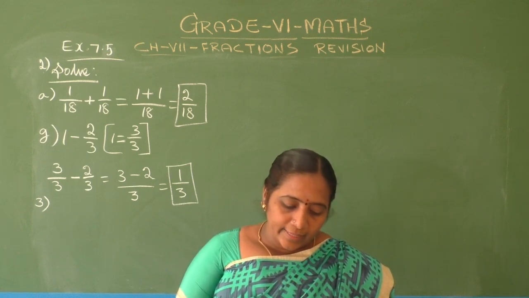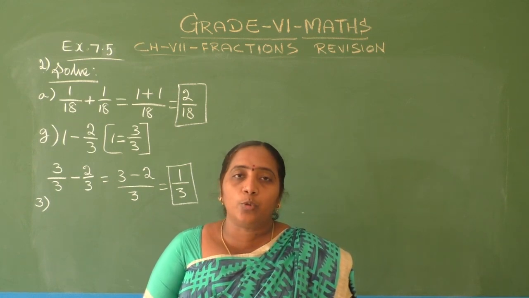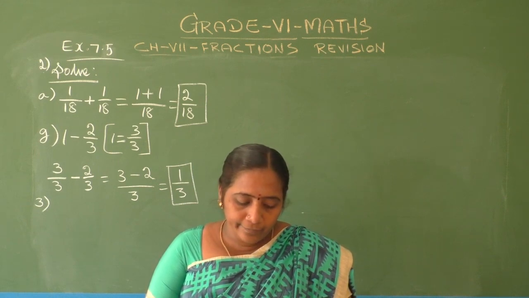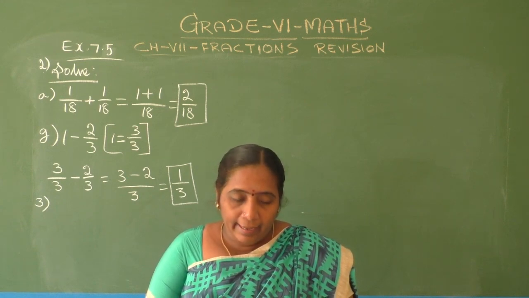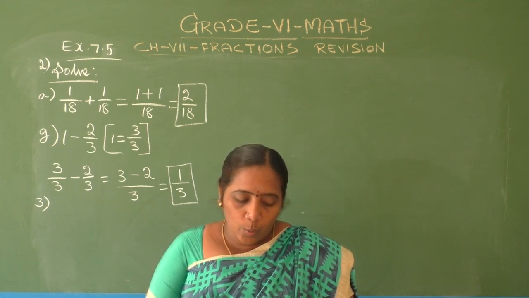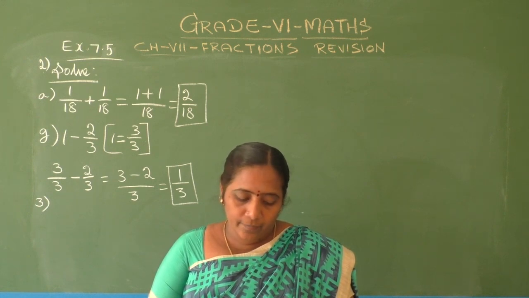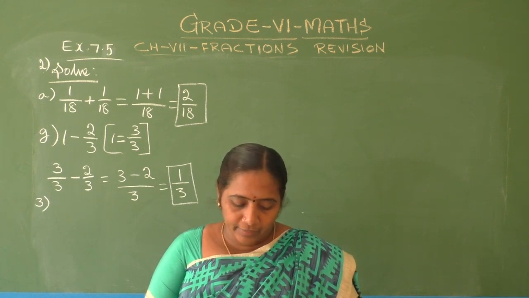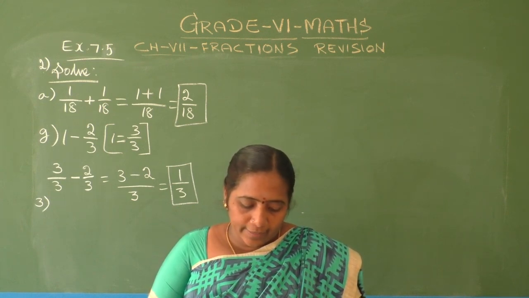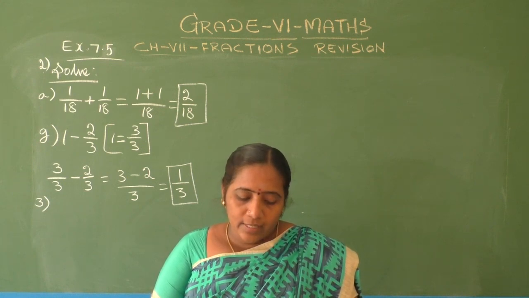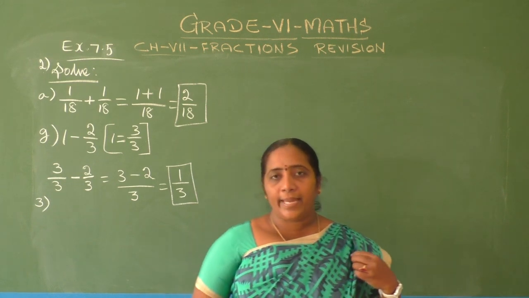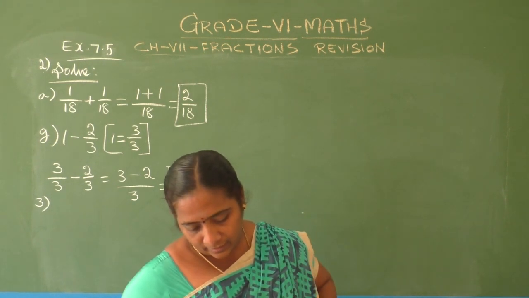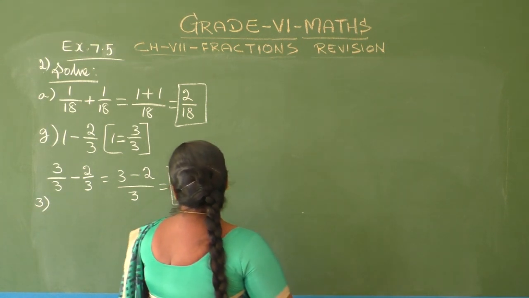Shubham painted 2 by 3 of the wall space in his room. His sister Madhavi helped and painted 1 by 3 of the wall space. She helped her brother. How much did they paint together? We are going to find out how much they painted together.